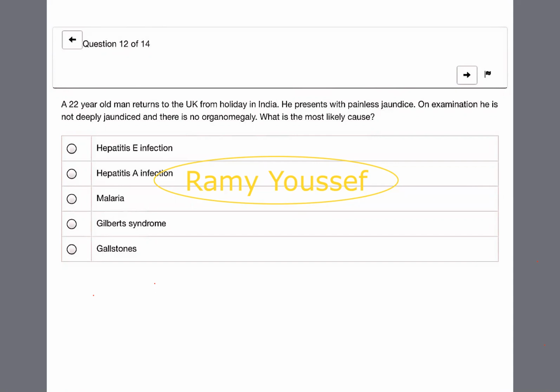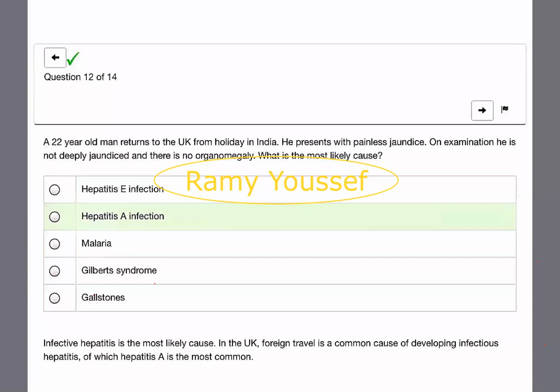Return to UK from holiday in India, painless jaundice, not deeply jaundiced and no organomegaly. Thinking of hepatitis A. Yes, hepatitis A, exactly. It's hepatitis A. Malaria is not common in India. Gilbert syndrome, there is nothing in the scenario that tells us about Gilbert syndrome. This is about travel. So we have to relate the question to the answers.